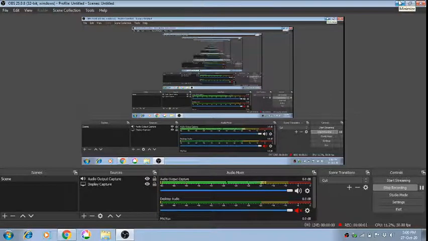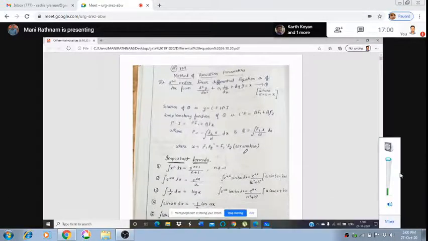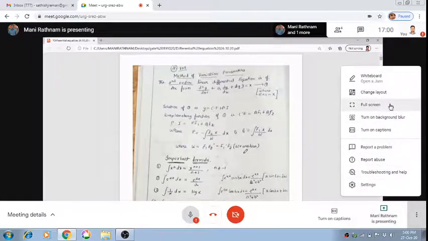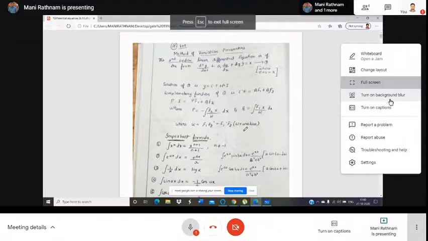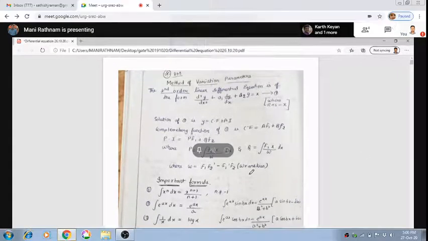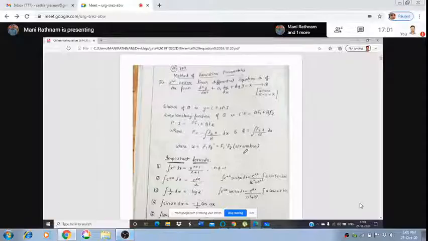How to solve differential equations using the method of variation of parameters. In the previous sessions we discussed differential equations and the techniques to solve second order, third order, and higher order differential equations. The solution of a differential equation contains the combination of the already known complementary function and particular integral.